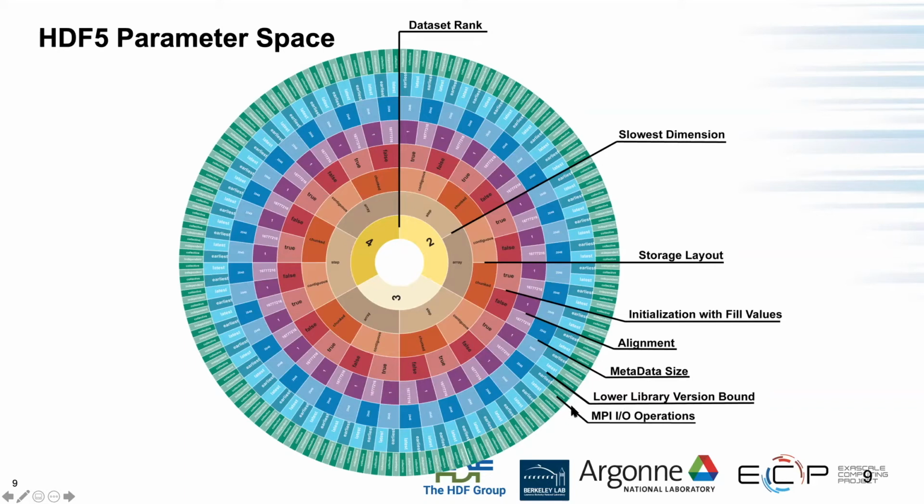And then finally, you have your MPIO operations, whether it's collective or independent. So if you look along a ray on this circle, each ray crosses a parameter space that you want to look into. And for this case, I think there's 190, I don't remember exactly, combinations that you can sort through.